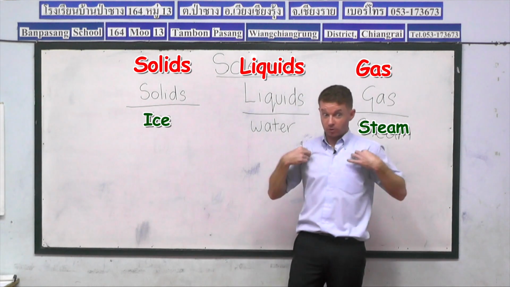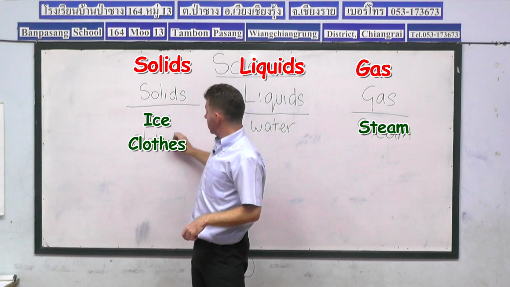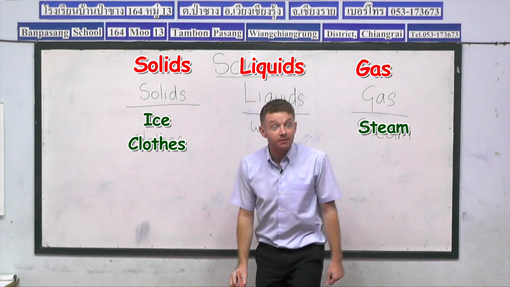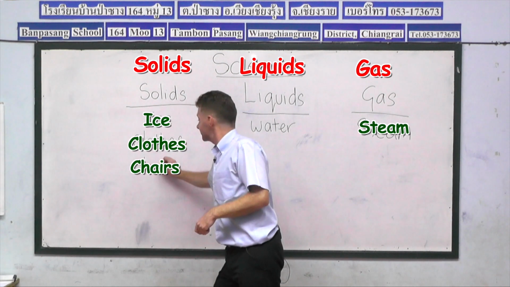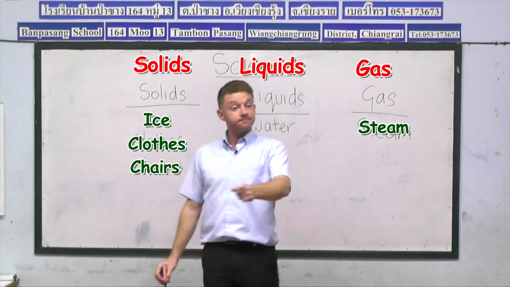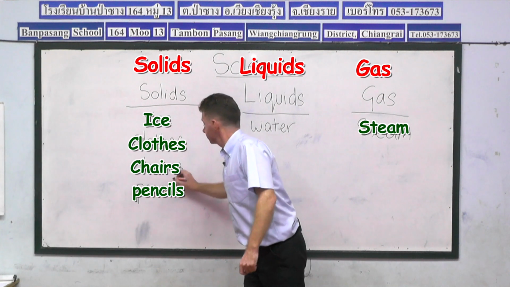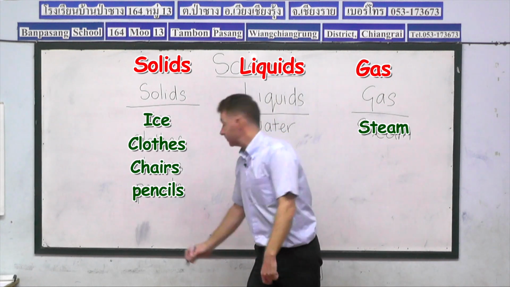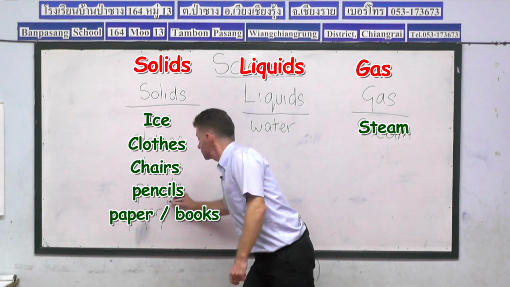Now, who can think of some other solids? Look around the room. Look at the things we're wearing. Clothes. Clothes are solids. C-L-O-T-H-E-S. What are you guys sitting on? Sitting on a table. Sitting on the chairs, yes. C-H-A-I-R-S. Okay, what do you write with? Pencils. And you write with your pencils, what do you write in? Books, or on paper, paper books. All of these are examples of solids.